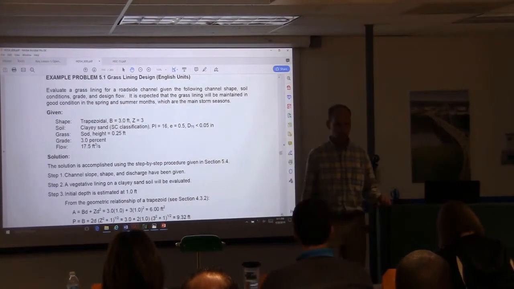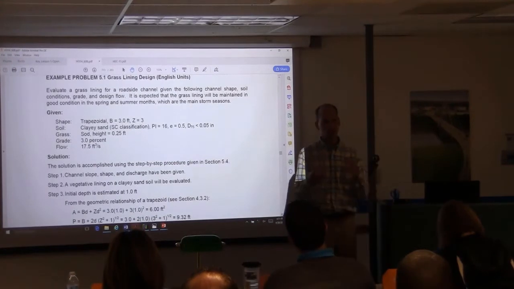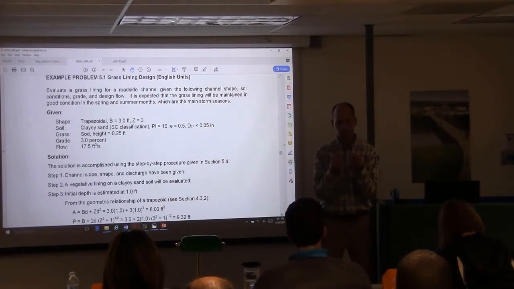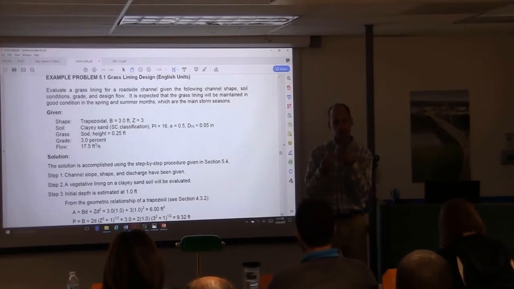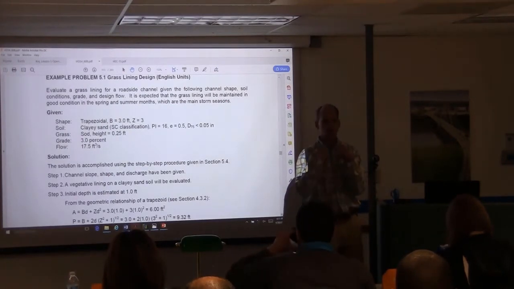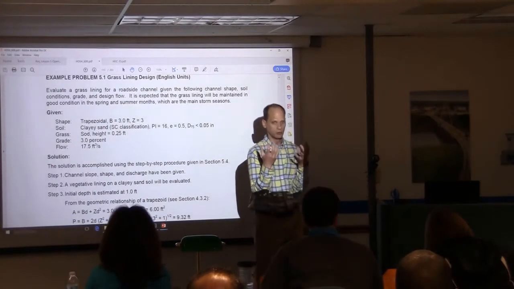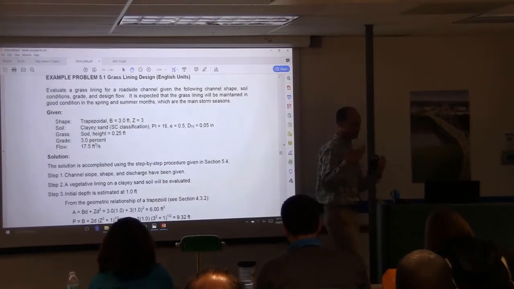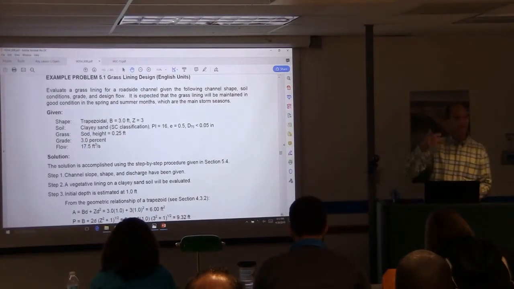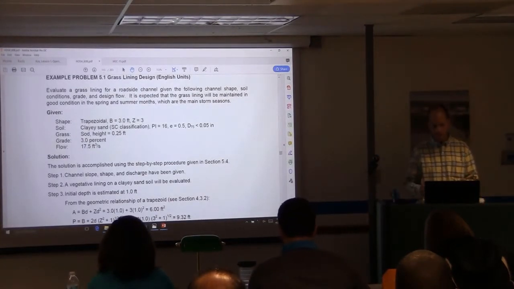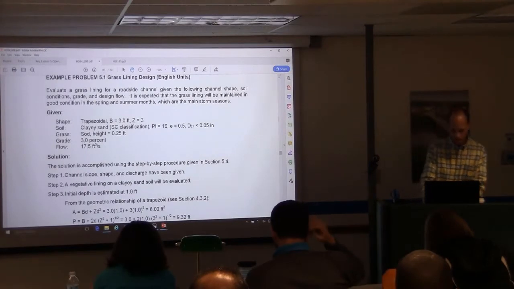Gotcha. Well, it's not necessarily one or the other. They kind of act in tandem. Okay. So you have components of permissible shear coming from both the vegetation and the soil that it's rooted in. So it's kind of like a combo effect, if you will. So that's why we need to consider both vegetation and soil, and that's why these types of examples get a little bit more complex.